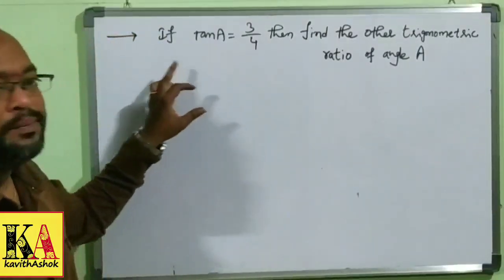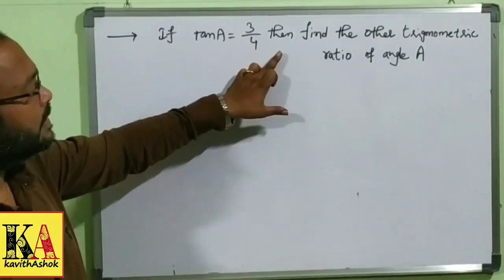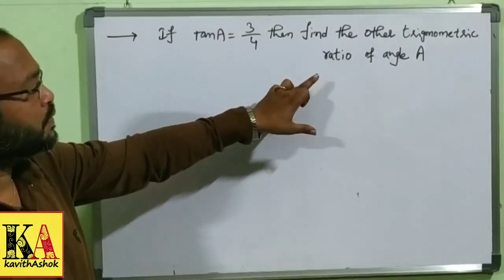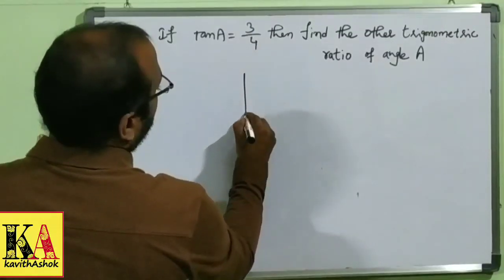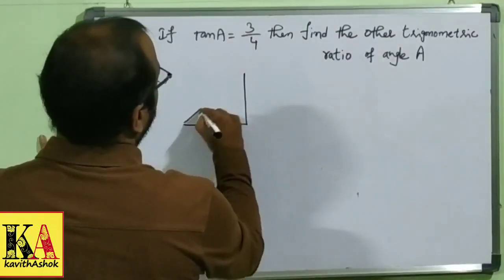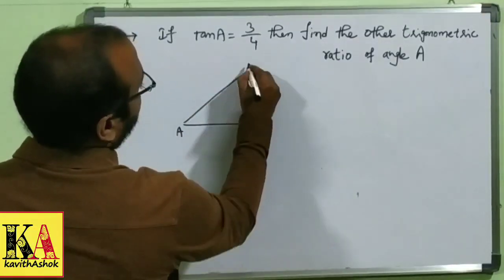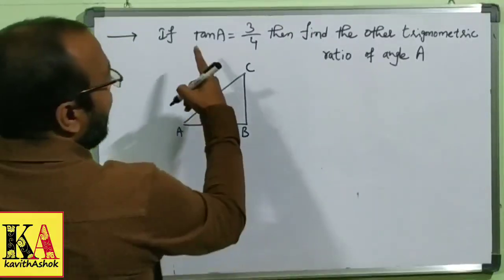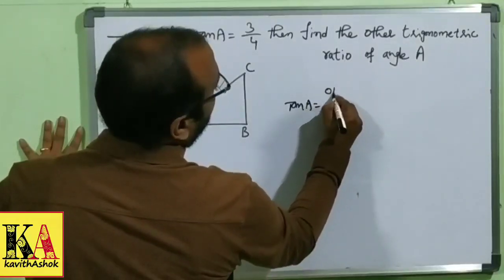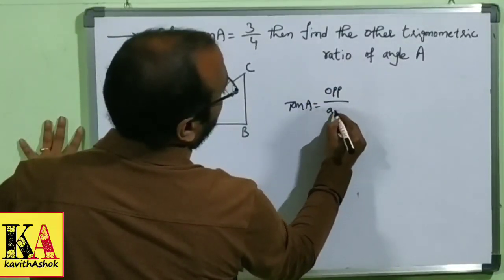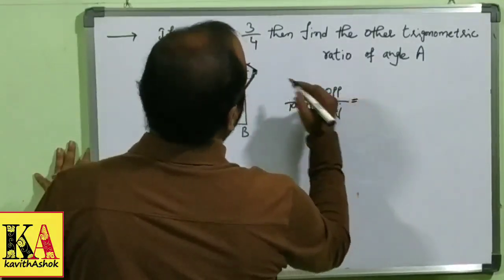Now we will discuss one more important problem in trigonometry. If tan A is given 3/4, then find other trigonometric ratios of angle A. Right. We will take one right angle triangle. Angle at A here, I am taking this as B and this as C. Tan A is nothing but opposite side by adjacent side. So this is given here 3/4.